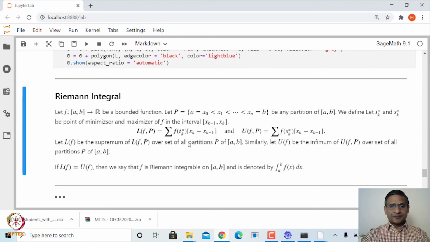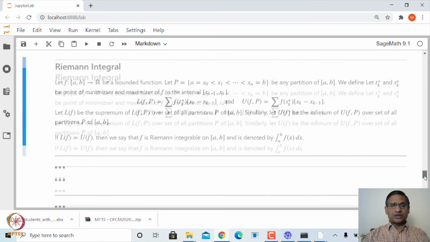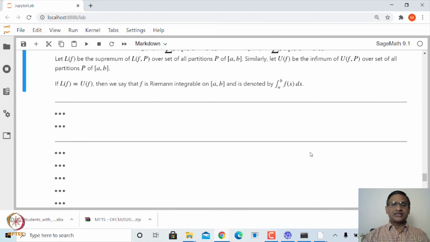The problem here is that finding these x_k star and f(x_k star) is a somewhat tedious process. But in case the integral exists, you can divide this interval into, let us say, n equal parts, and if you take n very large, then the value of this Riemann sum will be close to the actual integral. So that is how one defines the Riemann integral of a function.